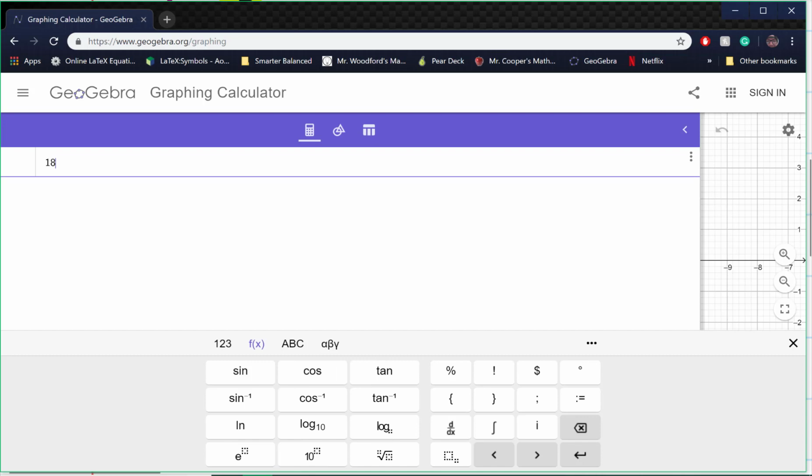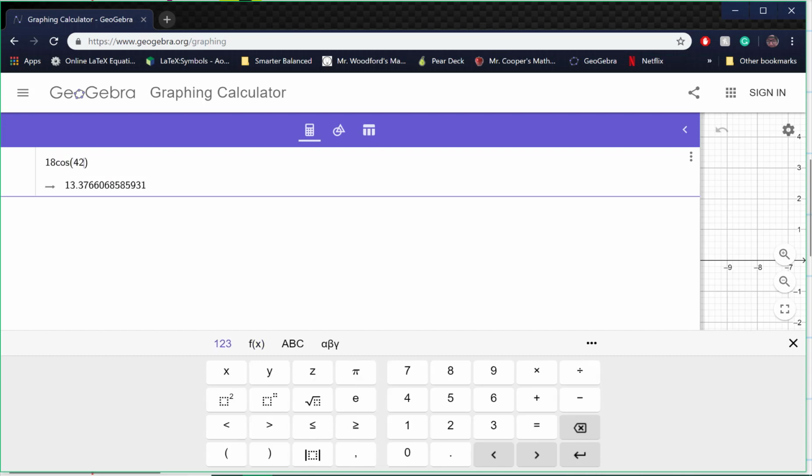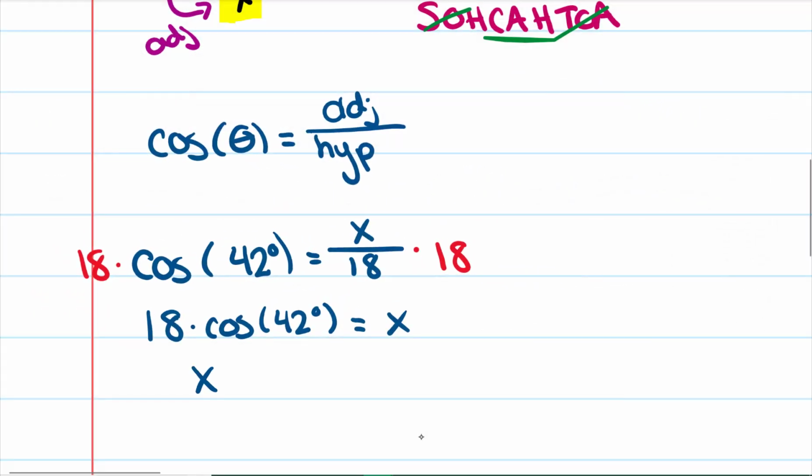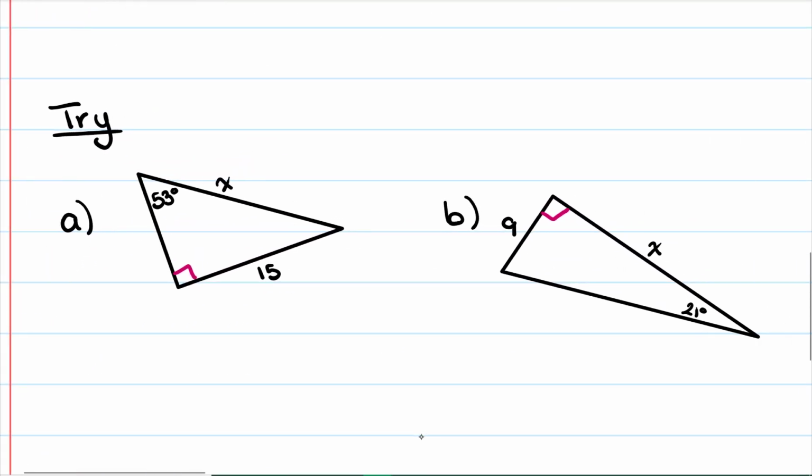18 cosine 42. And there's my answer, 13.37. And it said to round to the tenths place, so my answer is 13.4. Okay, now on your own, I want you to try both these examples. Try to determine the value of x.